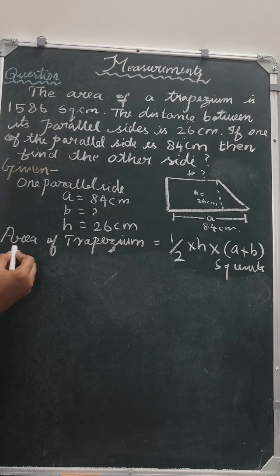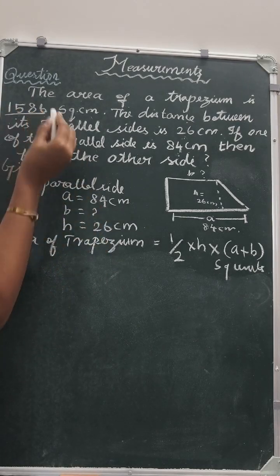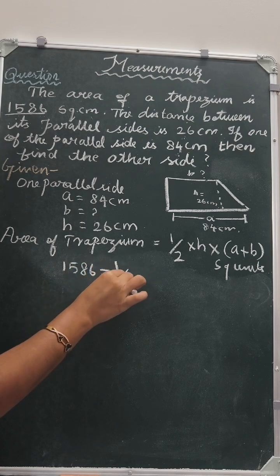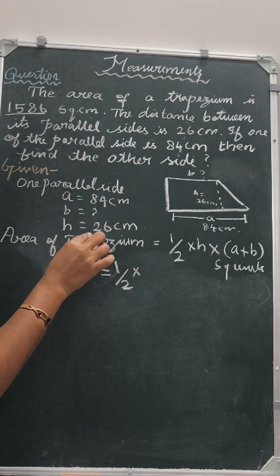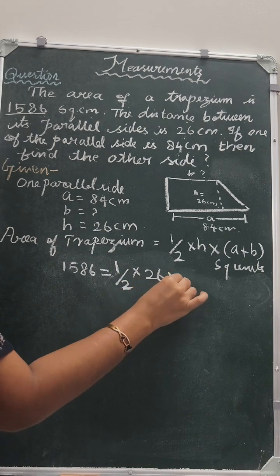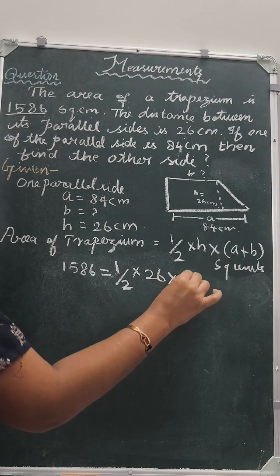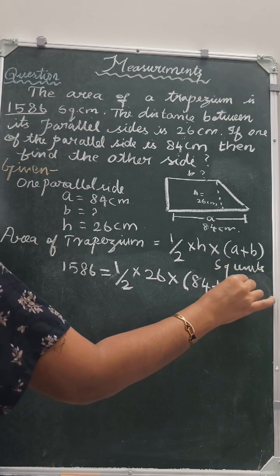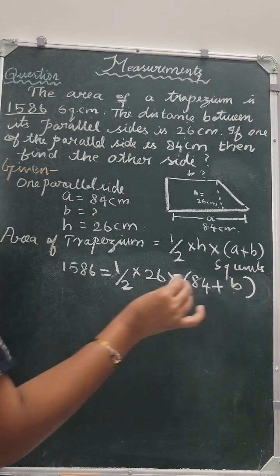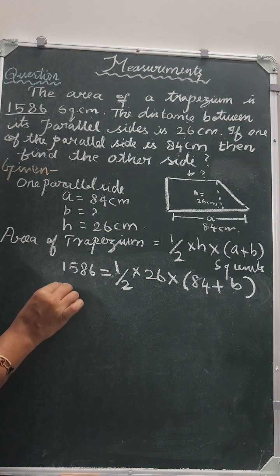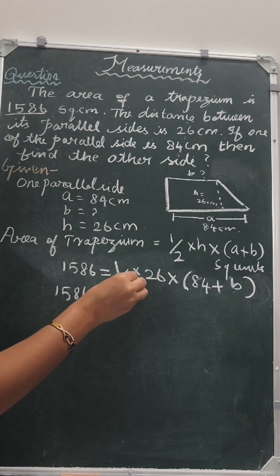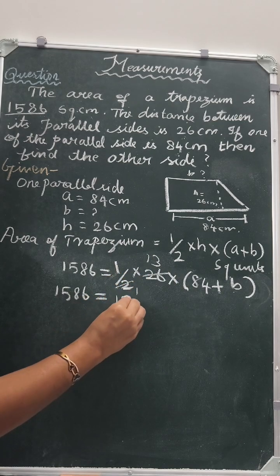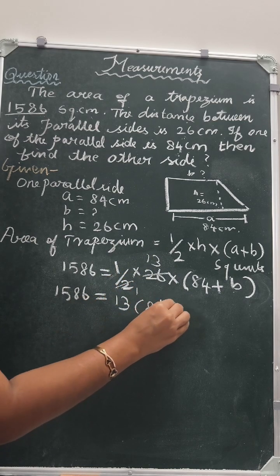So the next step, area of trapezium, we know, 1586. So 1586 is equal to half into height, which is 26, into A, which is 84, plus we have to keep B as such because we want to find B. Okay. Then the next step, 1586 is equal to, I am going to cancel 2 by 1 time and 26 as 13. So 13 into (84 plus B).